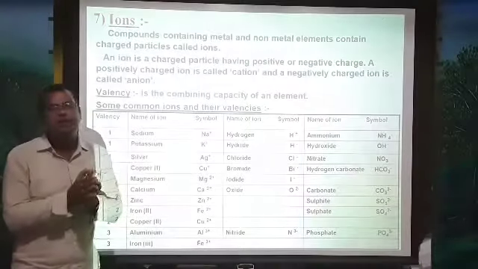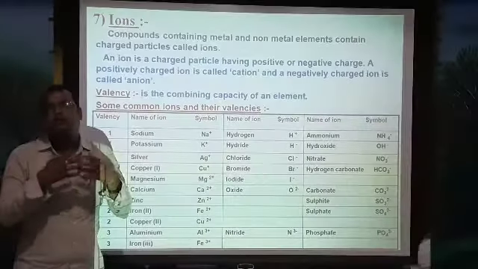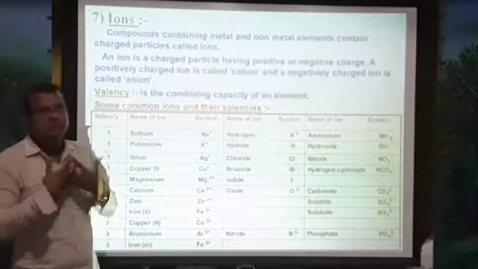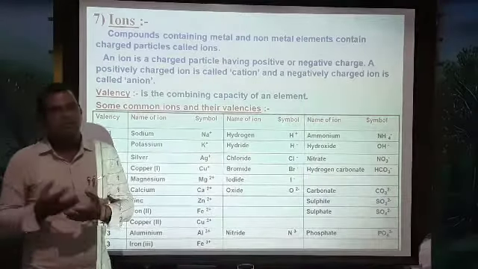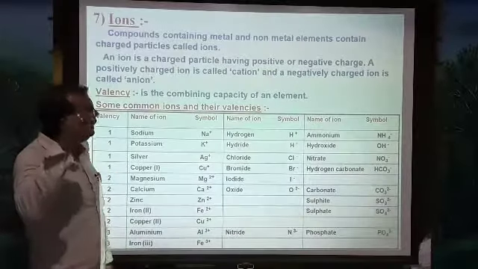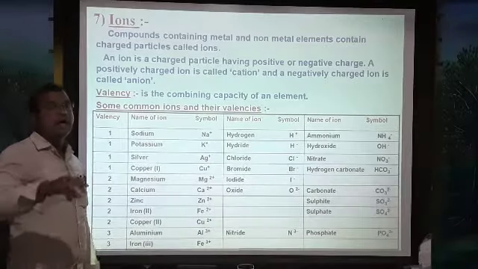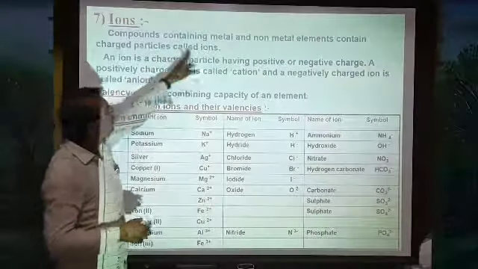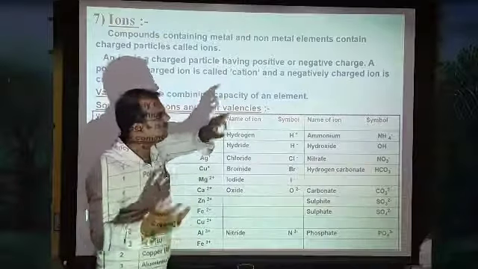The compounds we have already discussed. A compound is a combination of two or more different elements in a fixed proportion, that is called what? Compound. The combination may be metals and metals, or metals and non-metals, that forms a compound. The elements present in the compound, if they have some kind of charges, then it is called what? Ions. An ion is a charged particle having a positive or negative charge.